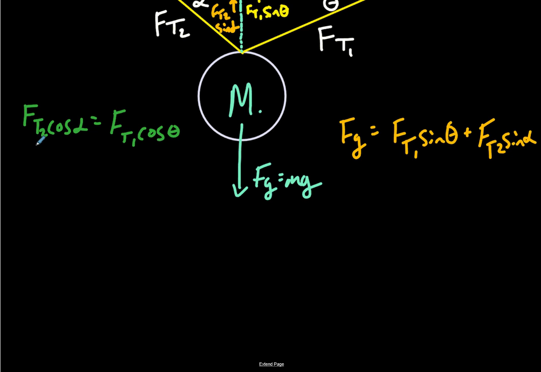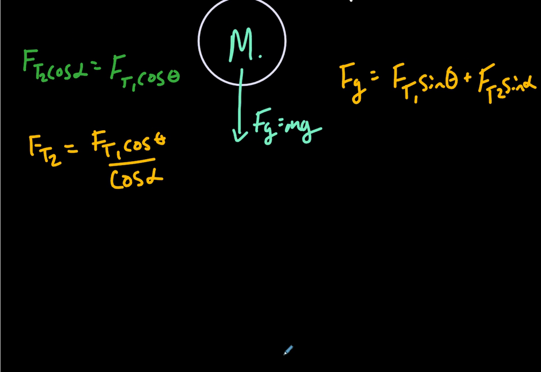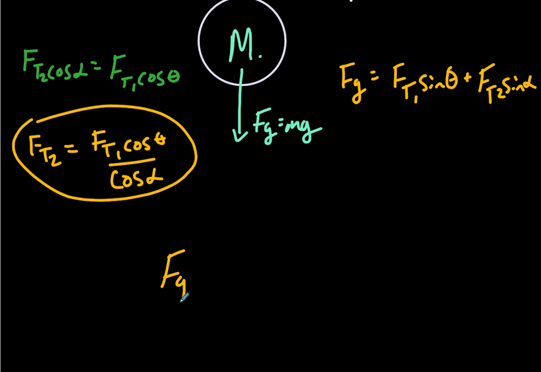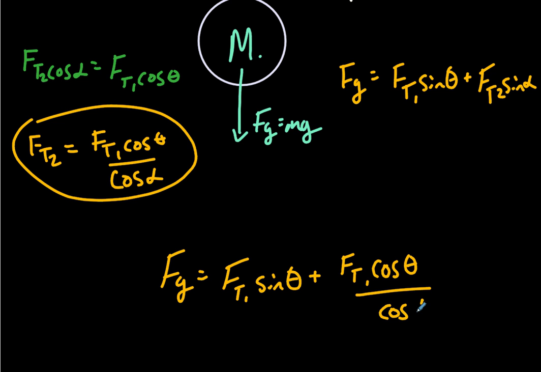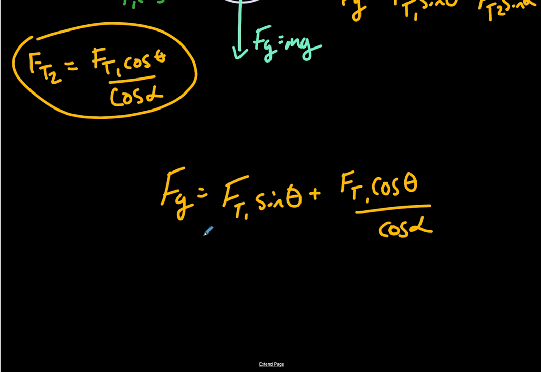Okay, so in order to solve this, we're going to have to do some of our favorite thing, which is algebra. Okay, so we're going to isolate for FT2 first. We're going to find that that's equal to FT1 cos theta divided by cos alpha. Okay, and we're going to look over here, and wherever we see FT2, we're going to sub in this equation for that. So now we've got this. Fg equals FT1 sine theta plus FT1 cos theta over cos alpha. And we also know that Fg is equal to mg, right? Mg equals. And then we can actually pull FT1 out of there. So we're just doing algebra right now.